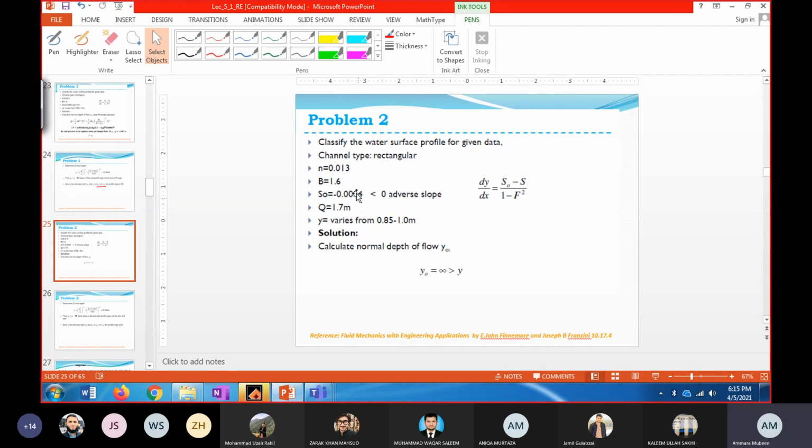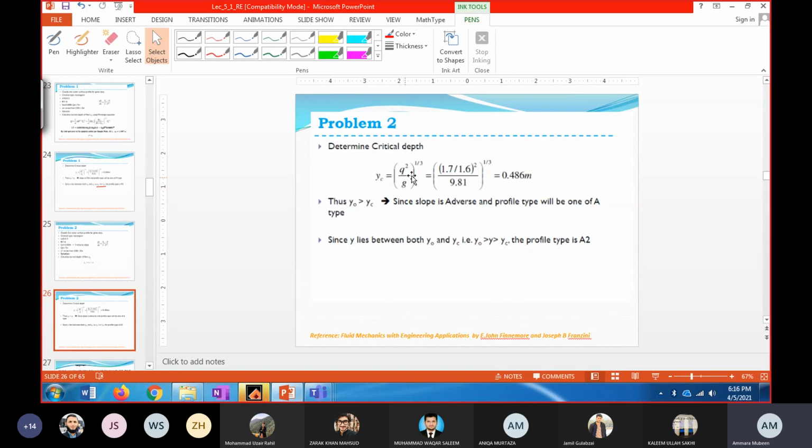Okay, so we will have to check that by calculating the value of YC, and they have given us the values of Y, which varies from 0.85 to 1 meter. So let's check what to calculate now. Uniform flow, we don't need to calculate uniform flow depth, as it would always be greater than the depth of flow. It will be infinity. So you need to calculate critical flow depth to get the classification.